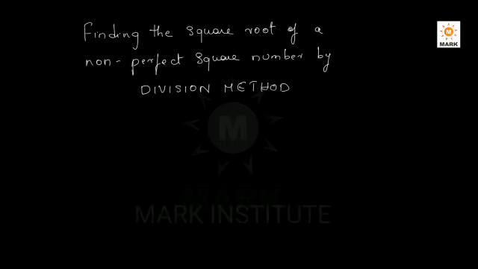Dear friends, in this video we are going to find the square root of a non-perfect square number by the division method. Remember, it is a non-perfect square number. First we will discuss numbers without decimals, that means natural numbers. Then we will see how to find the square root of non-perfect squares with decimals.